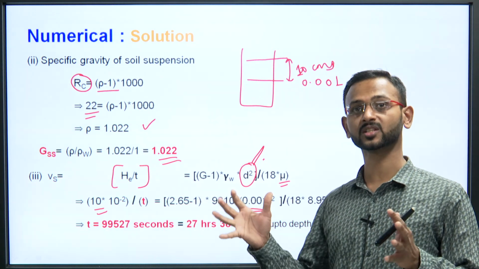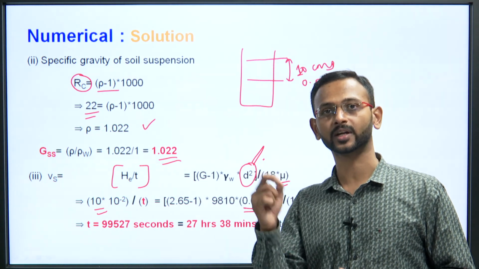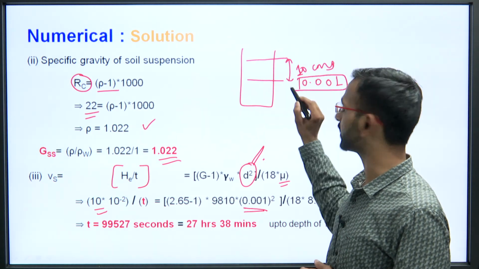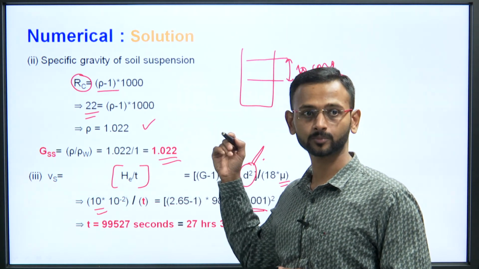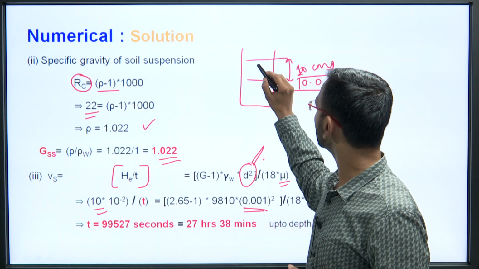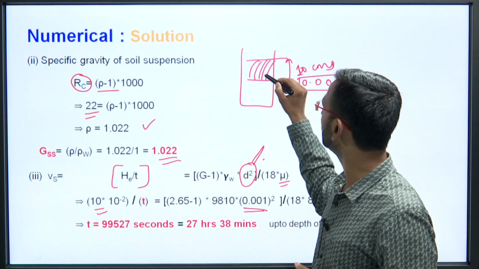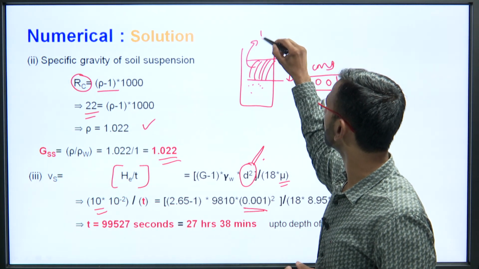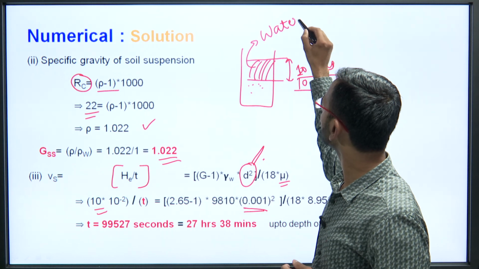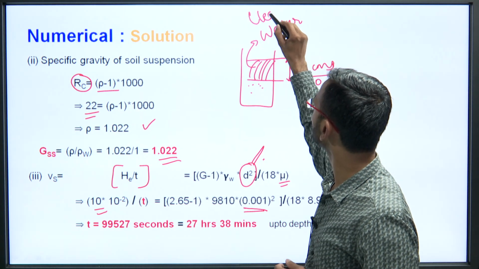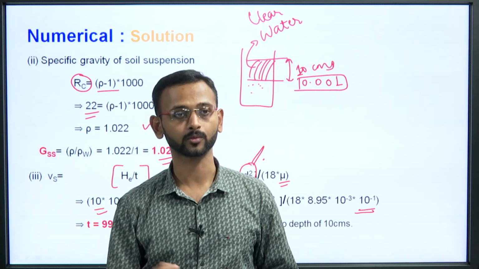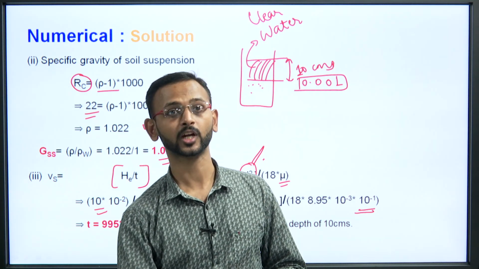So it will take this much time for the smallest size of particle. So let us say if this smallest size particle gets settled down here, so what happens? This entire portion will be now clear, and this will be having nothing but water, only and only water. It will be clear water, there will be no soil here. So that will be the time which is being taken for a depth of 10 centimeters.